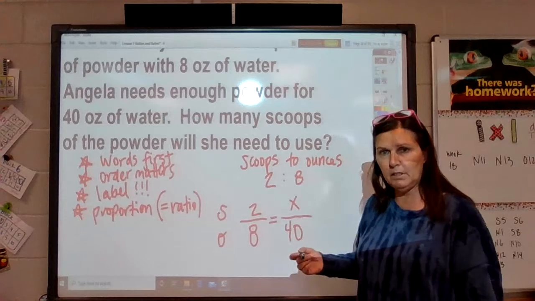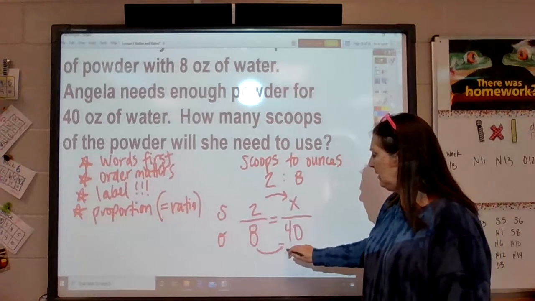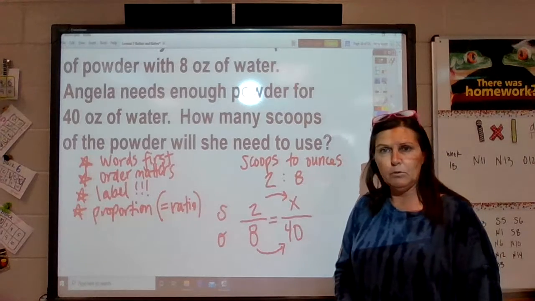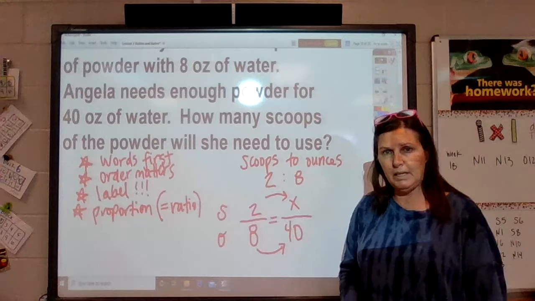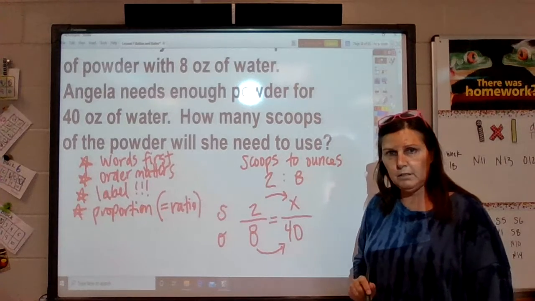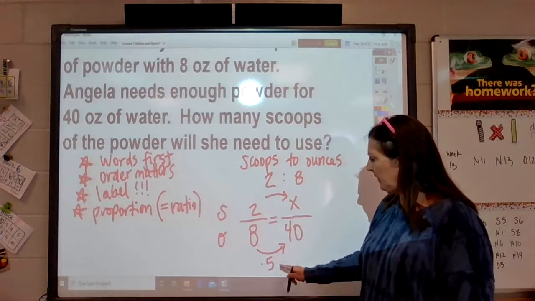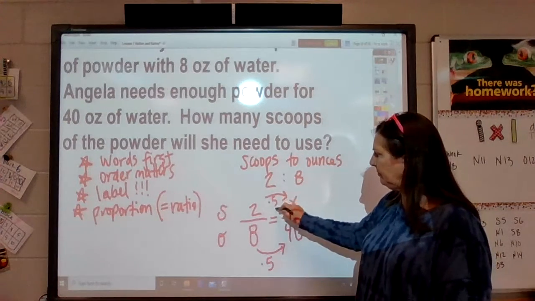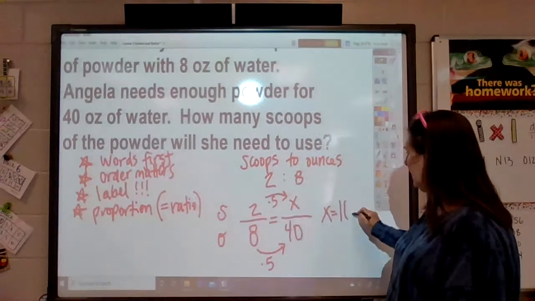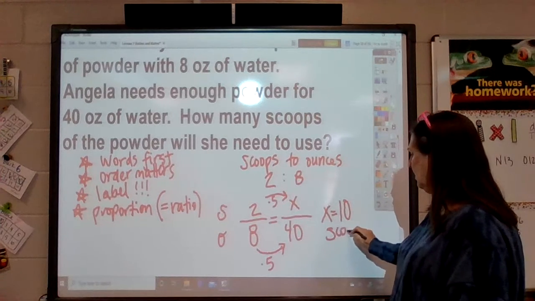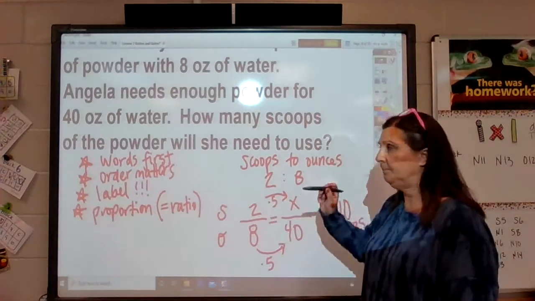Now we're going to solve these like we normally do. Arrow to your X, same direction. We're going to look for a rule. Do you see a rule here to get from 8 to 40? That rule is going to be times 5. Do the same thing up here. 2 times 5 is 10. 10 scoops.